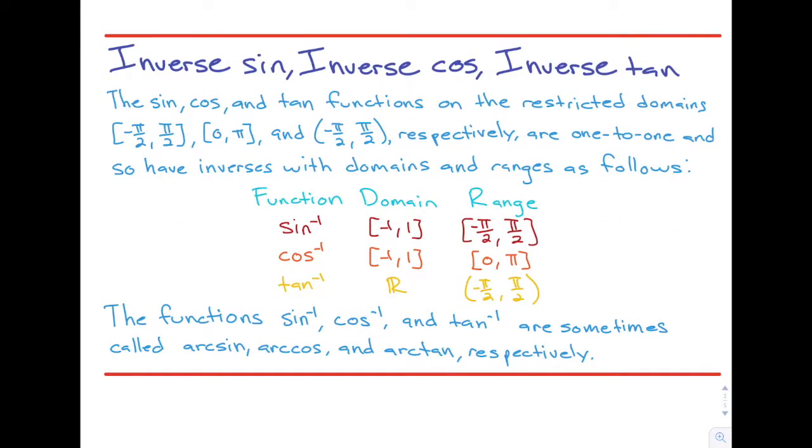So remember that our inverse sine, inverse cosine, and inverse tangent are the sine, cosine, and tangent functions on the restricted domains, negative pi over 2 to pi over 2, inclusive on both sides, 0 to pi, inclusive on both sides, and negative pi over 2 to pi over 2, exclusive on both sides, respectively. They are one-to-one and so have inverses with domains and ranges as follows. I won't read all of that, but take a moment to review that.